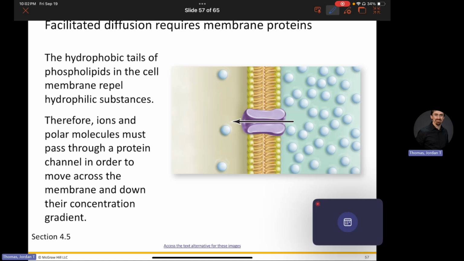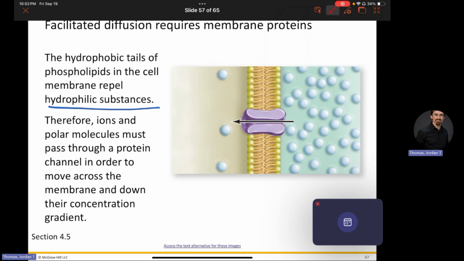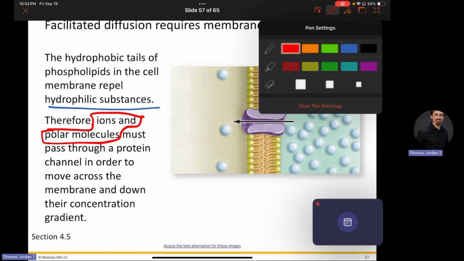Facilitated diffusion requires membrane proteins. The hydrophobic tails of phospholipids in the cell membrane repel hydrophilic substances. Therefore, things like, in this part I'm going to do in red, ions and polar molecules must pass through membrane proteins in order to move across the membrane and down their gradient.